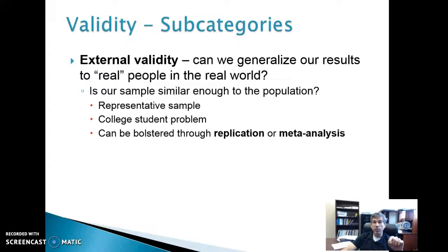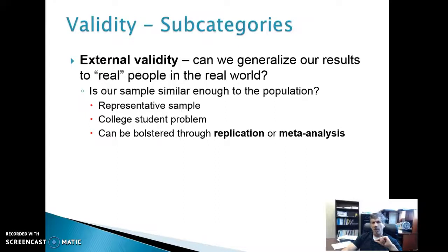We can improve external validity by, again, repeating the same study with different samples. If you keep seeing the same pattern of results over and over and over again with different samples and different operational definitions, it really, really supports the idea that your results aren't a fluke, that there's a legitimate relationship that really does exist at the population level.